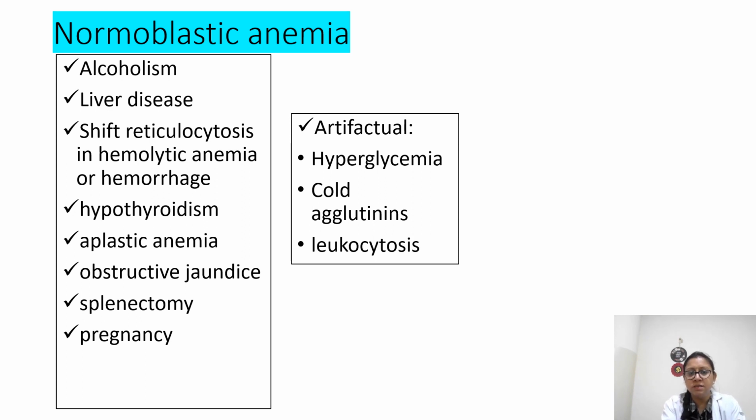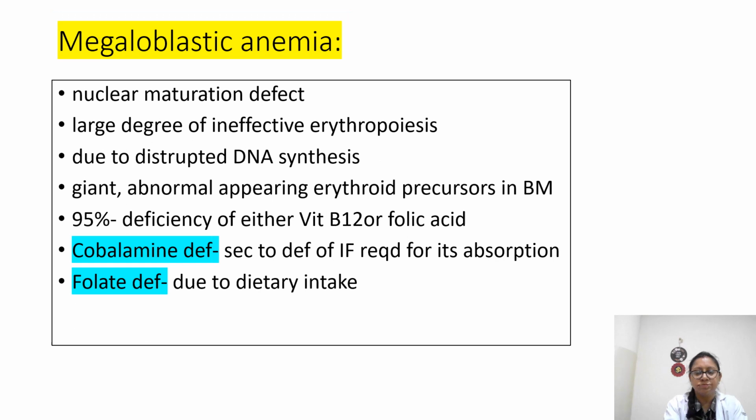Alcoholism, liver disease, hemolytic anemia, shift reticulocytosis or hemorrhage, hypothyroidism, aplastic anemia, obstructive jaundice, splenectomy, pregnancy. It can also be artifactual, like hyperglycemia, cold agglutinin, and also leukocytosis, where you can get a false increase in MCV.